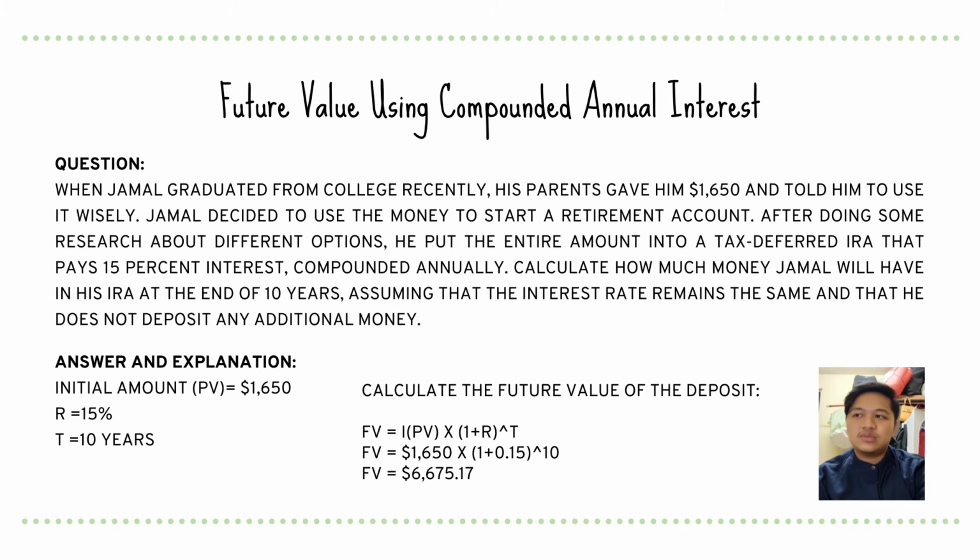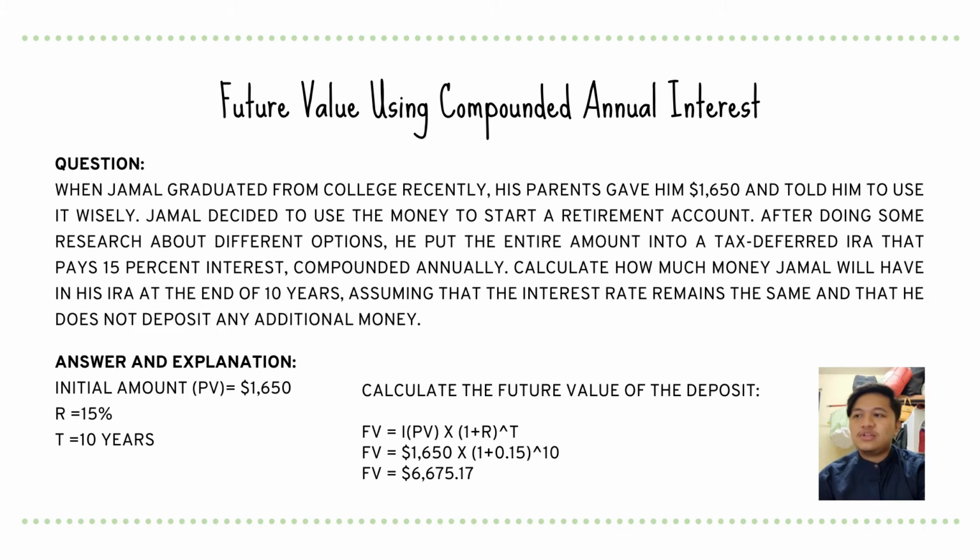After doing some research about different options, he put the entire amount into a tax-deferred IRA that pays 15% interest, compounded annually. Calculate how much money Jamal will have in his IRA at the end of 10 years, assuming that the interest rate remains the same and that he does not deposit any additional money.